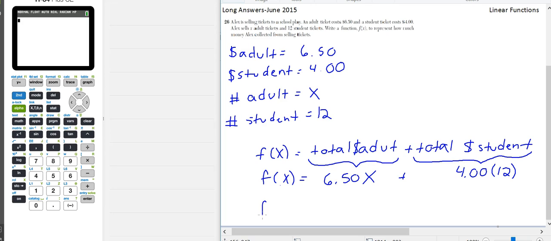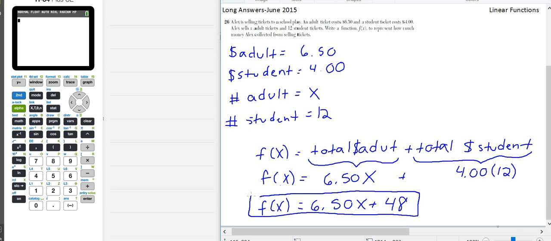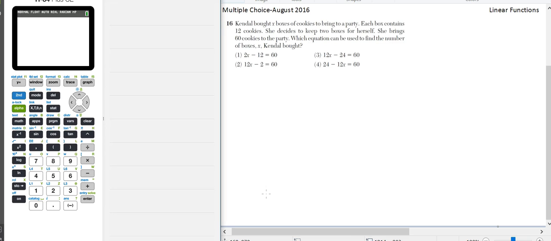Let's just simplify this a little. f of x is equal to 6.50x plus 4 times 12, which is 48. So this is the function for f of x. Let's look at another question. This is question 16 from the August 2016 Regents.